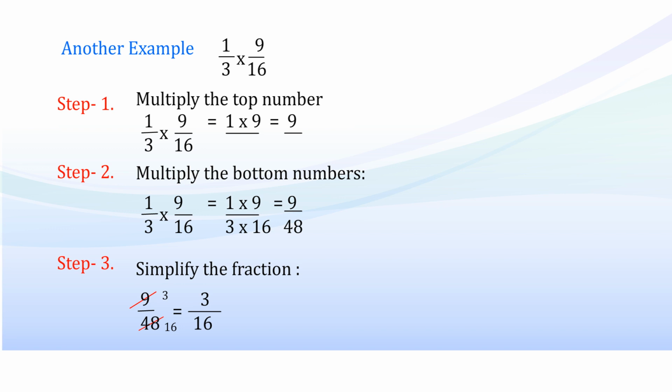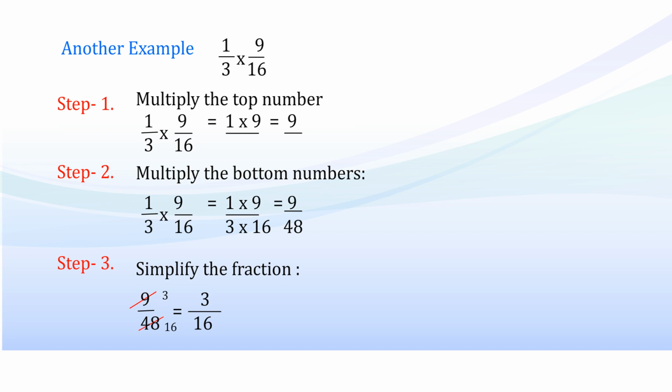Another example. 1 by 3 into 9 by 16. Step 1. Multiply the top numbers. 1 by 3 into 9 by 16 equals to 1 into 9 equals to 9. Step 2. Multiply the bottom numbers.